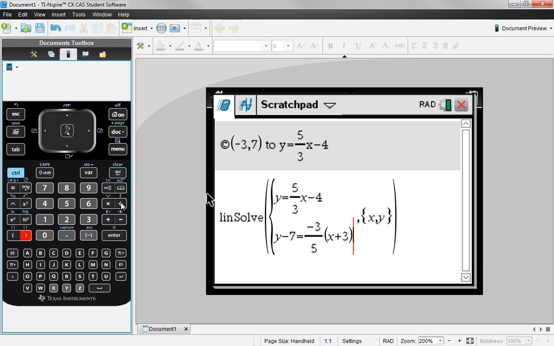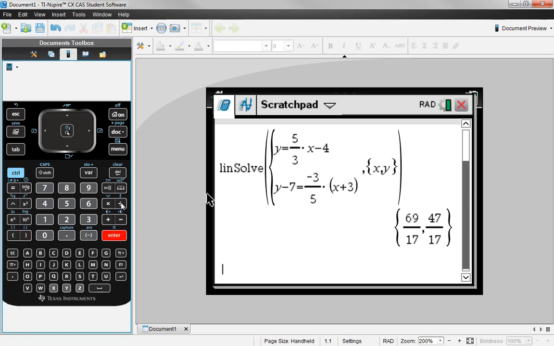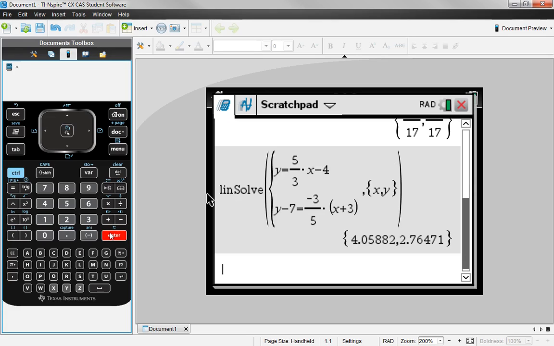So what I've done is I've taken the first two steps of the process for finding the distance from a point to a line, and I've offloaded all of the work to the calculator. So I found the equation of the line, y minus 7 equals -3/5 times x plus 3, and then the linsolve command is going to give me the point of intersection. So there we go. If you don't want to deal with those fractions, I can just press Control Enter again. So now we have the point of intersection, 4.05, 2.76, if we're going to round a little bit.